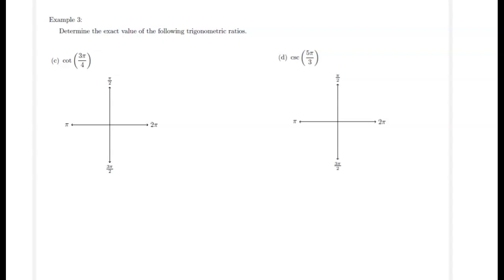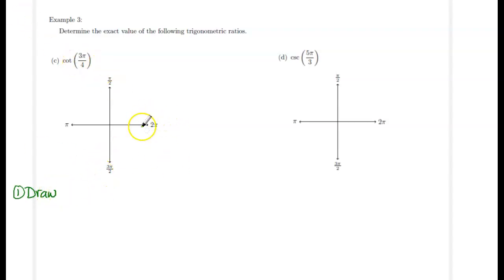We're going to continue and find the cotangent of 3 pi over 4 and the cosecant of 5 pi over 3. So let's start with this one here. So my first step is to draw. So let's figure out where to draw it.